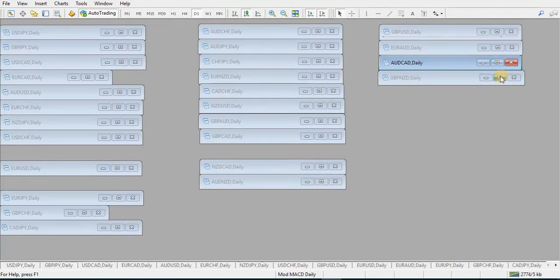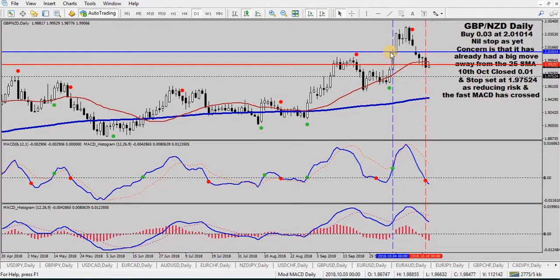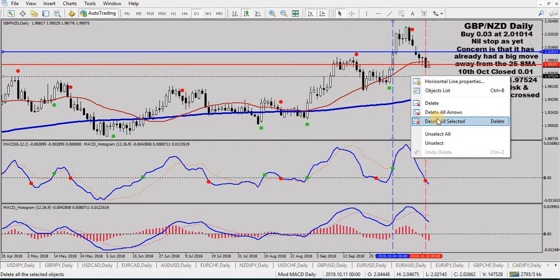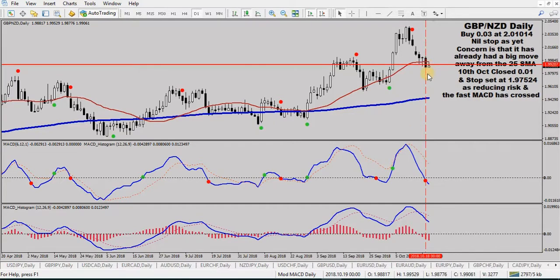And the Pound New Zealand is in a buy here, already closed a part of it, 1/3 of it. This morning, there's my stop in that buy. This morning, confirmed cross, all the criteria is made for a sell. Get rid of the buy. The buy's been closed out for an overall loss, I would say. And we're now in a sell. High risk again, going in towards that 240 LMA. So that's the Pound New Zealand.